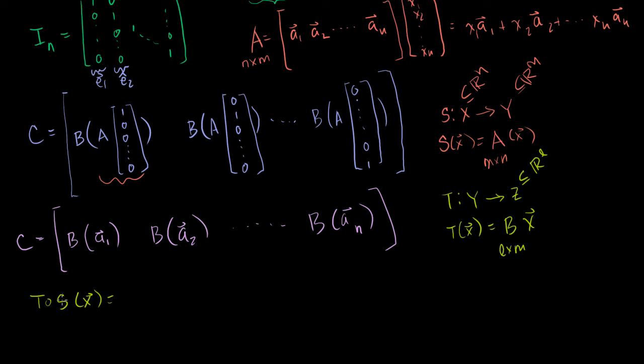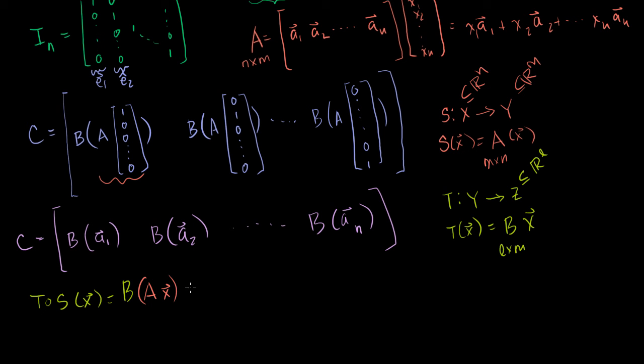So first we applied the S transformation, so we multiplied the matrix A times x. And then we apply the T transformation to this, so we just multiply B times that. Now, we know that this is a linear transformation, which means it can be represented as a matrix vector product. And we just figured out what the matrix vector product is.